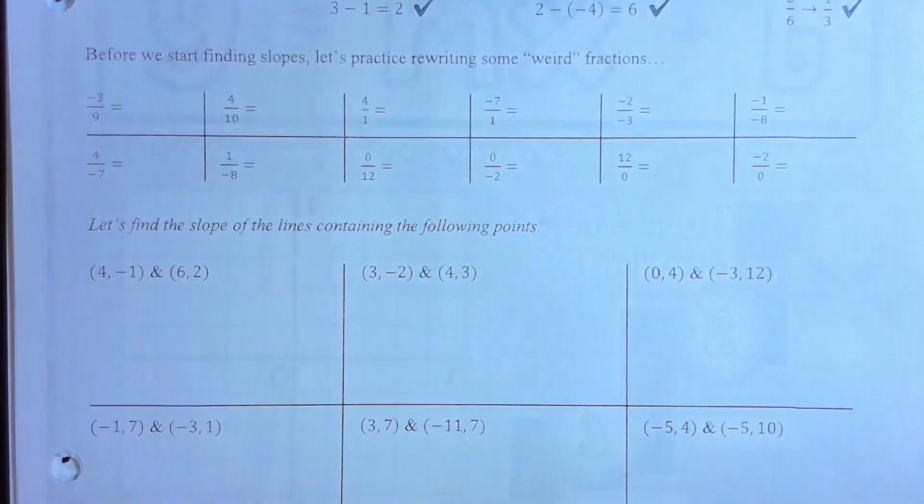Before we get to calculating some more of them, though, I want to pause, and I want you to try to reduce these weird fractions for me, okay? Go.